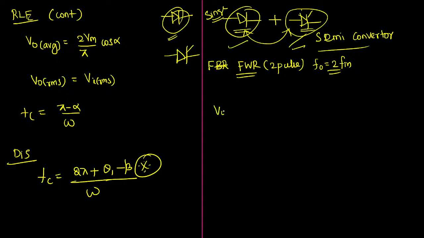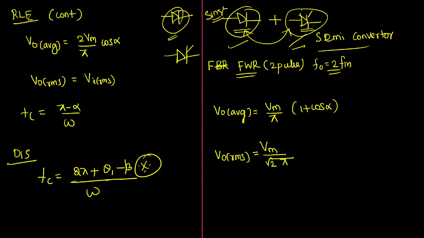Okay. Now, what is the V naught average formula? Very, very important. You have to remember Vm by pi into 1 plus cos alpha. That is the formula to find this value. Similarly, sometimes they ask for V naught RMS. Just remember this: V naught RMS will become Vm by root 2 into pi, and both will come under root only, so pi minus alpha as usual plus sine 2 alpha by 2, whole power 1 by 2.